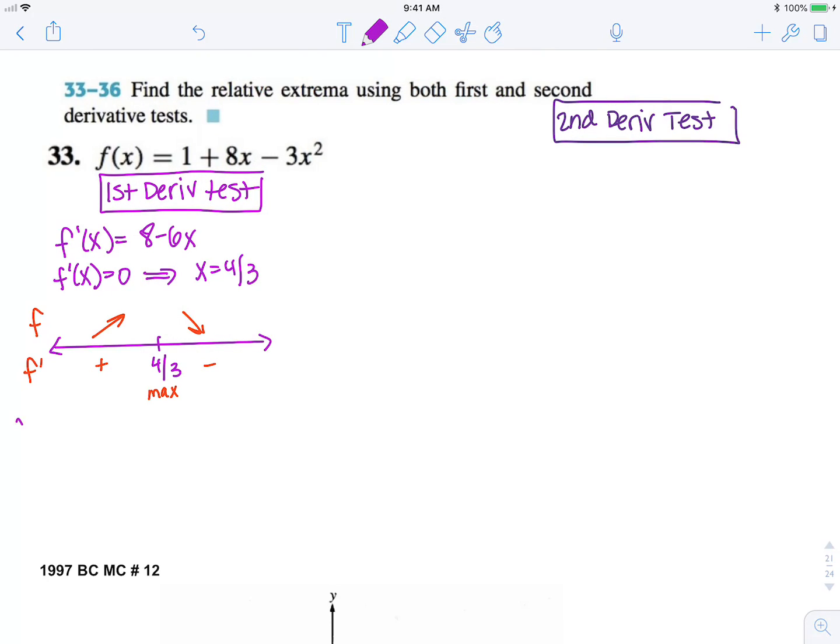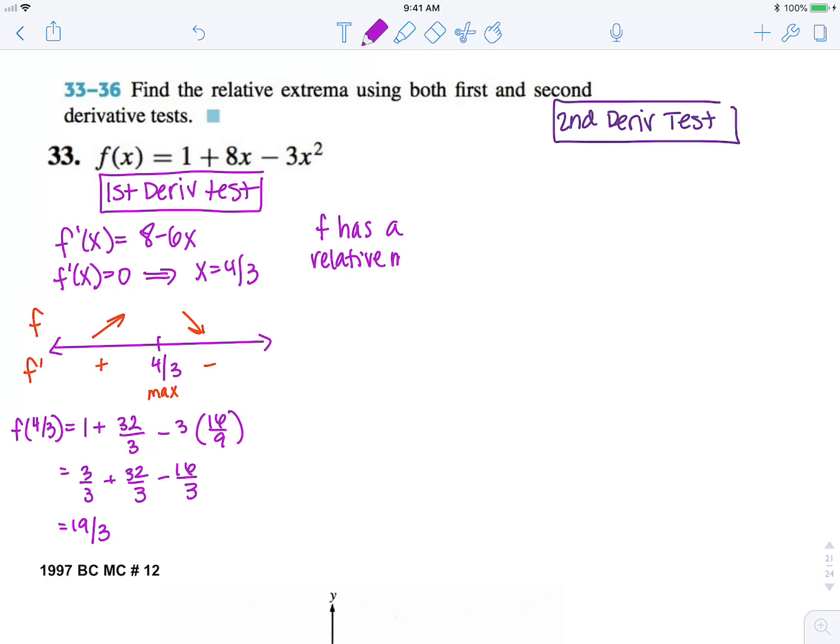So now what I'm going to do is take that 4/3 and plug it into my original function to see what my actual maximum value is. So now I have 3/3 plus 32/3 minus 16/3, so that is 19/3. So now to summarize what I just found, f has a relative max of 19/3 at x equals 4/3.